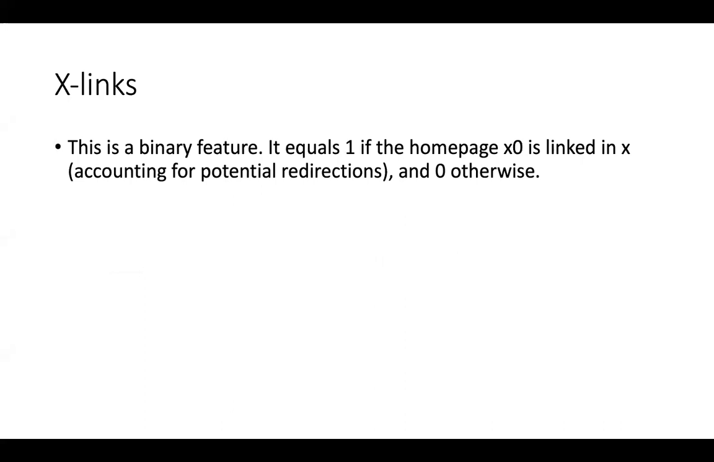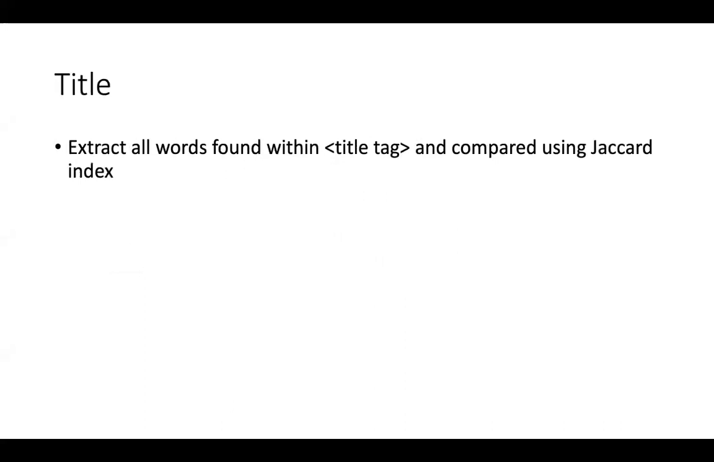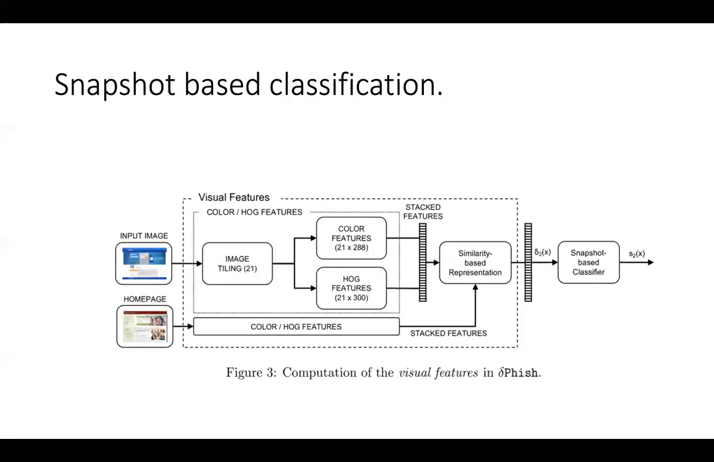Okay, that is all for the features, right? How about how they decide the visual similarity? Oh, okay. Let me go to that. So first thing they do, you can see from here, this is how they do it: they take the input image, they generate color features and hog features after image tiling, and then they stack it together and use a similarity-based representation. Let me see. The color features. And what does this 21 mean? Okay, let me explain it.